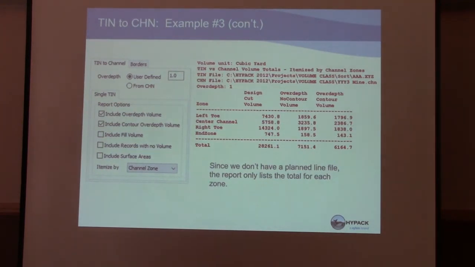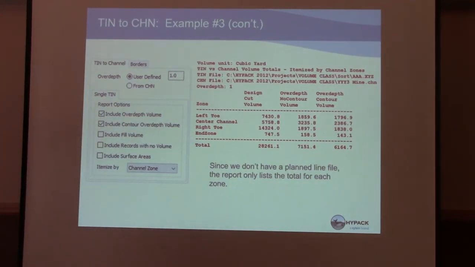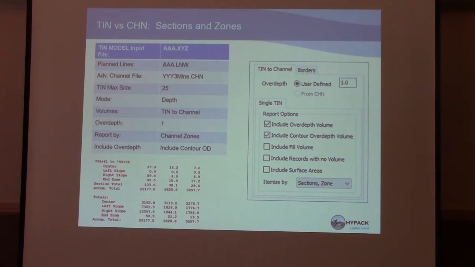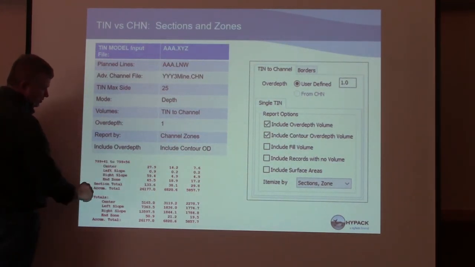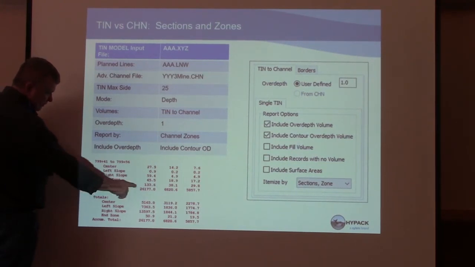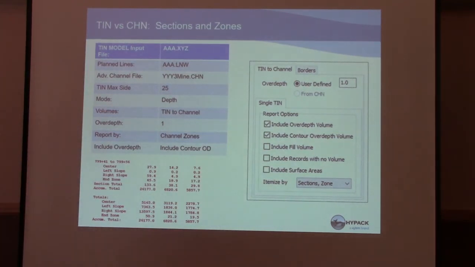The quantity, since we don't have a planned line, it only shows the total for every zone. It doesn't show you the total, the zone per station. Right? If you had lines in there, it would actually break it down for each section. Sections and zones, which is the next thing here. At the bottom here, I don't know if the next slide is going to show it better. No. At the bottom here, it shows me from 799 plus 41 to 799 plus 56, center, left, right, end zone, and then the section total, and then it does it for the next section. So if you had those sections in there, each planned line, it's going to break it into reaches, basically, right?